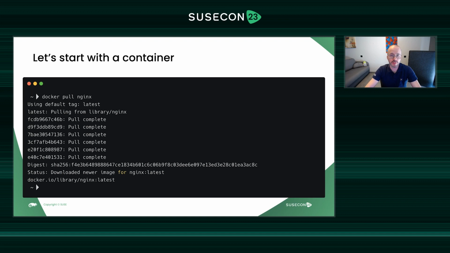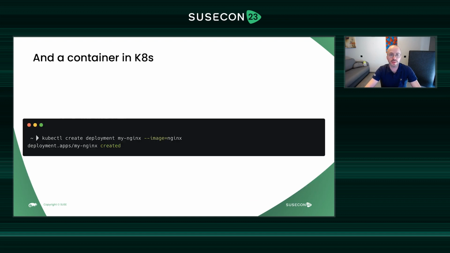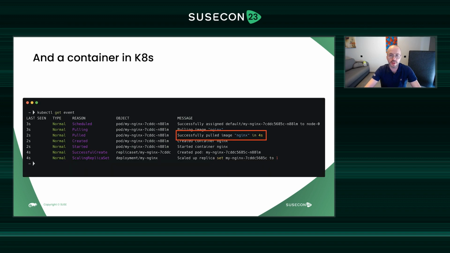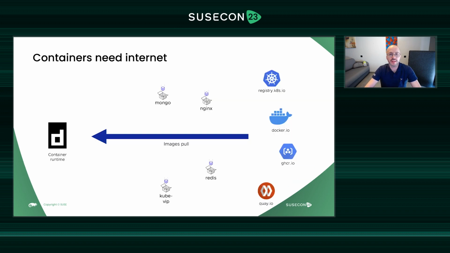Same if you are using Kubernetes. When you try to create a deployment with a pod, in this case the Nginx pod, we see the pod is created. But if you look inside the events, you will also see a message like this one: successfully pulled image for the Nginx container. The main idea here is that every time you try to use a container, there is internet in the process, because these containers are stored inside a registry, and by default, these registries are hosted on the internet.